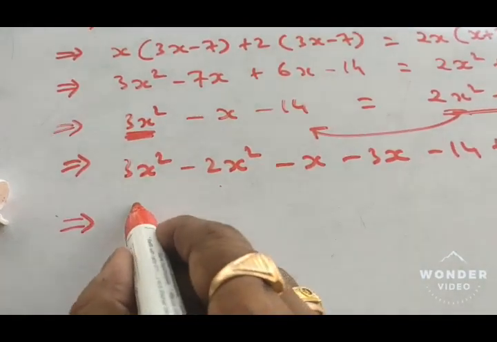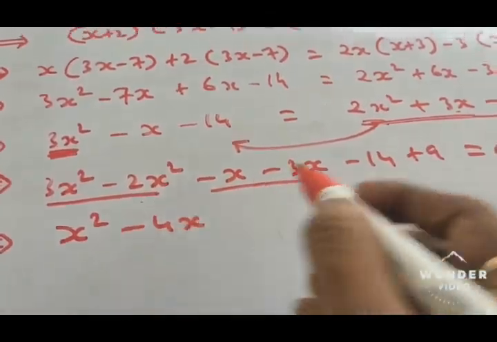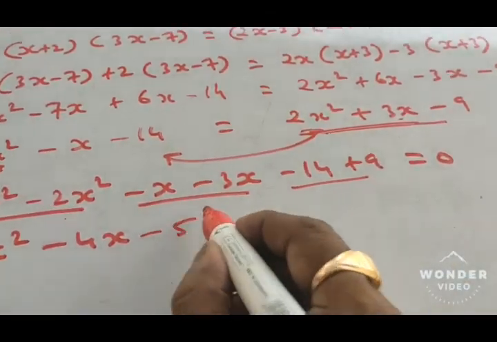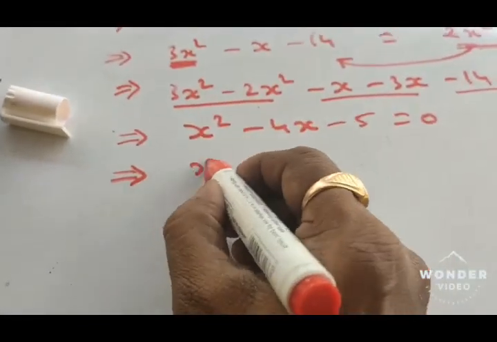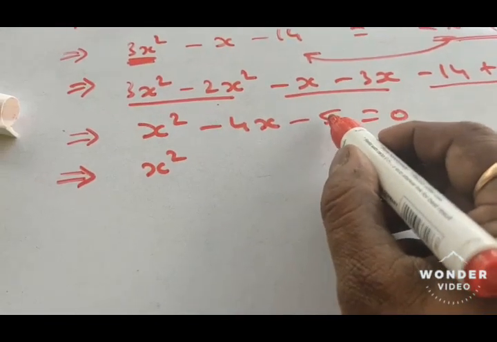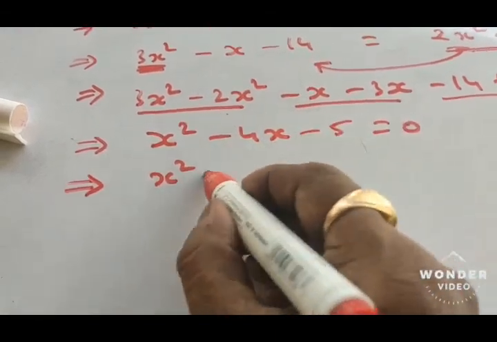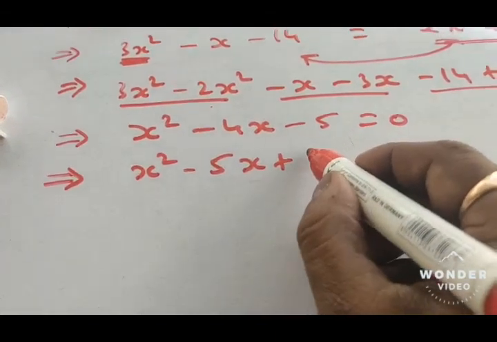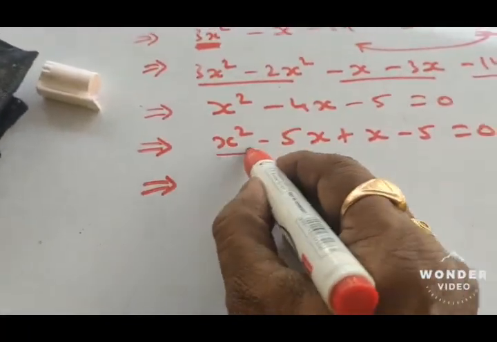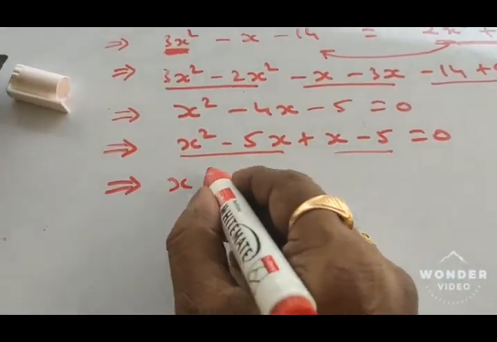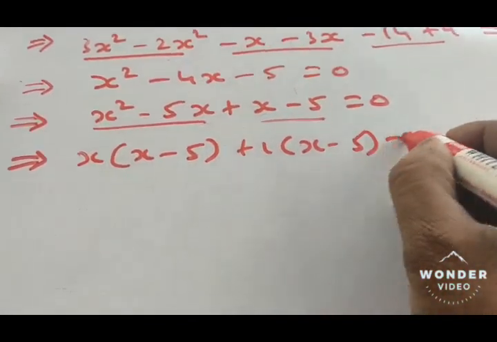So here it becomes x square minus 4x minus 5 is equal to 0. Then go for the factorization. So here x square, 5, we require to split 5 since the coefficient is 1, so 1 times 5 is 5, that is minus 5 and plus 1. So minus 5x plus x minus 5 is equal to 0. Here you get common from these two, common from these two: x bracket x minus 5 plus 1 bracket x minus 5 is equal to 0.